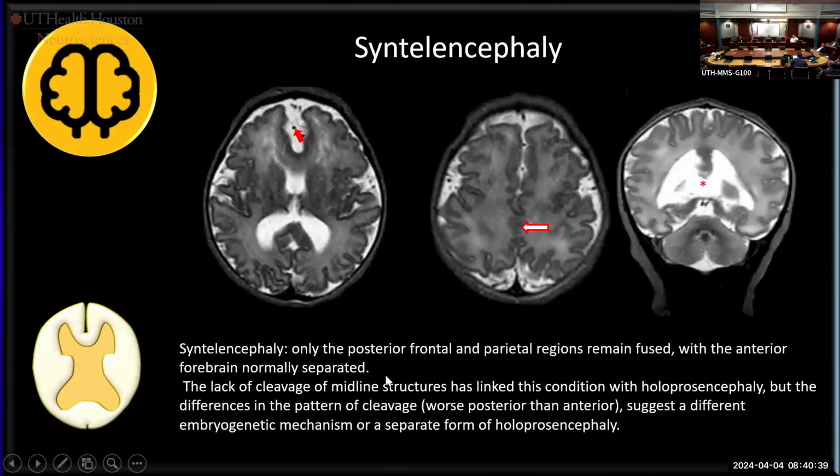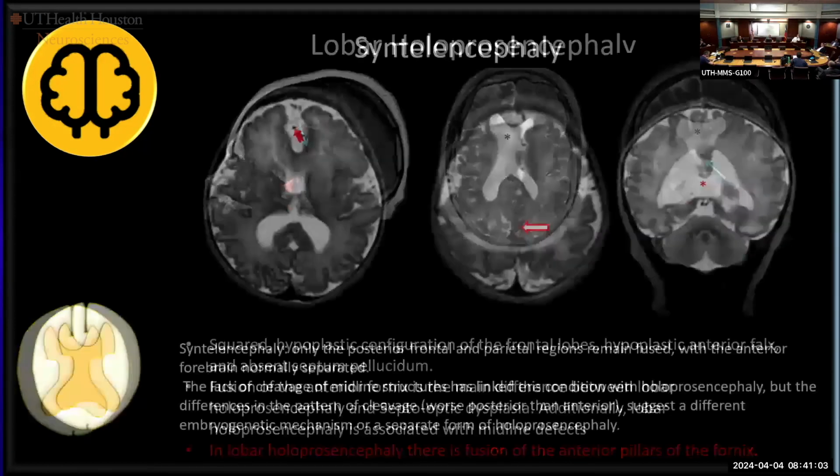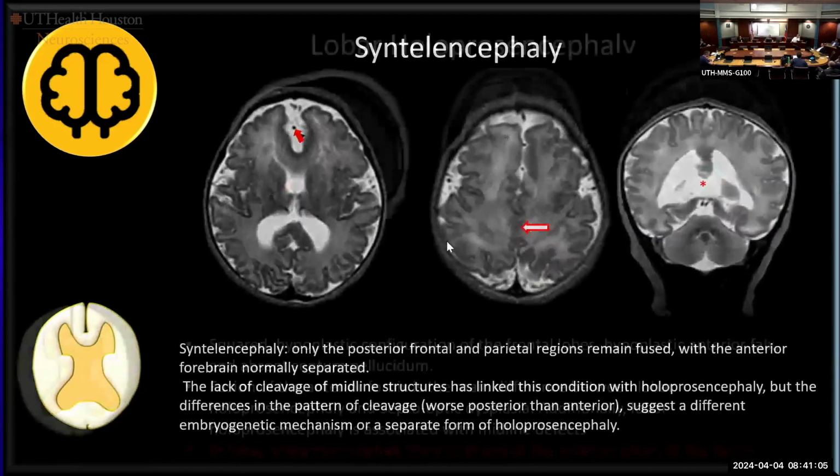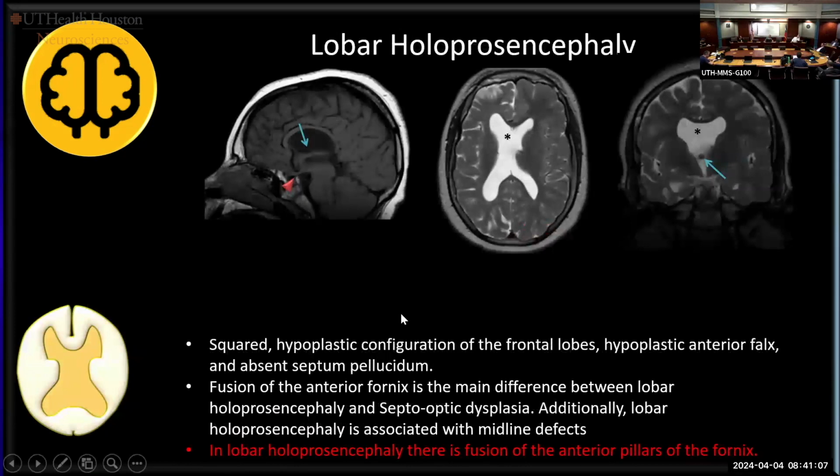So now we have this thing called schizencephaly. This is kind of a new one where it's only the posterior frontal and parietal regions that are going to be fused. It's only those. And one of the reasons why this is different is because it's usually associated with an azygous anterior cerebral artery. It doesn't make a lot of difference. It also comes with a lot of migration anomalies. But this is kind of a type, if you may, of the semi-lobar holoprosencephaly.